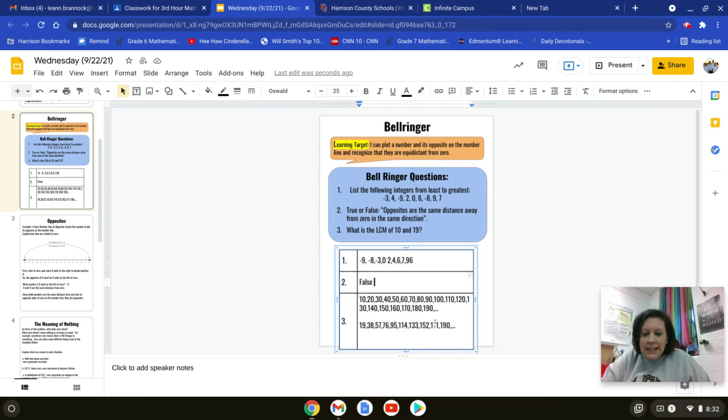And then finally, I see my least common multiple. Now, there are many multiples that they have in common. It's just that 190 is the least. It is the smallest common multiple they have that is alike, of 10 and 19. So the least common multiple of 10 and 19 is 190.